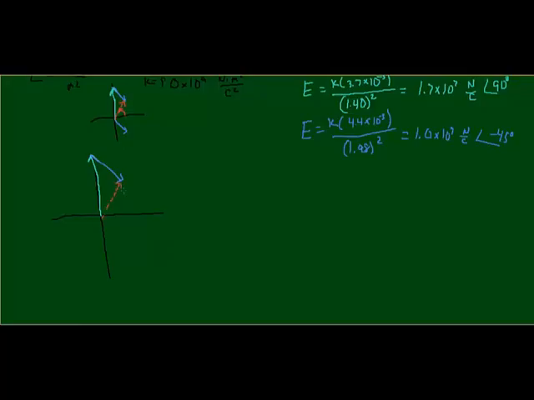Okay, and mine turns out to be 11. So 1.1 times 10 to the 7th newtons per coulomb at an angle, I'd say that's more than 45, so let's call it 55 degrees. All right, so that's going to be my estimate. 1.1 times 10 to the 7th.